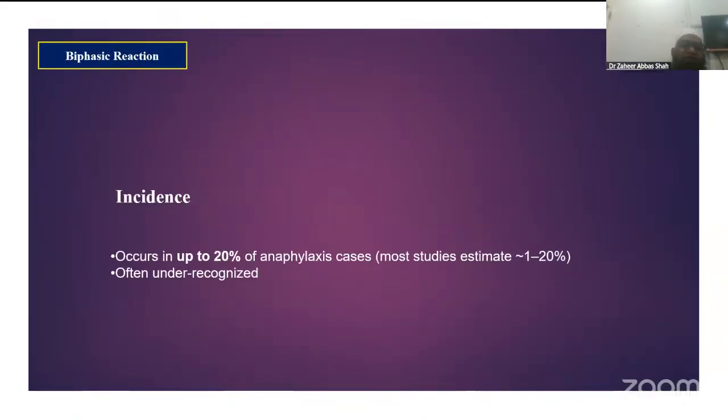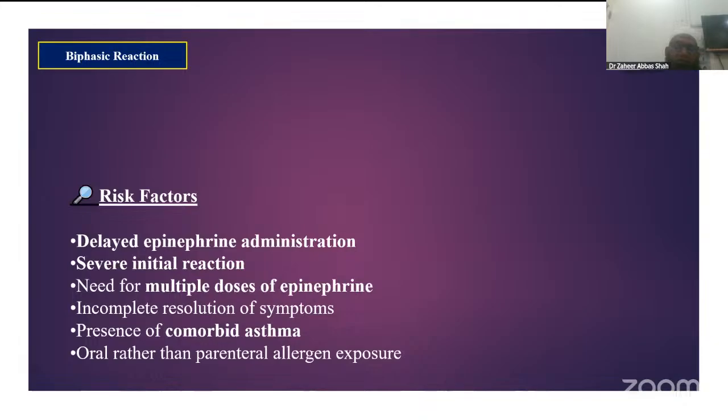Coming to the incidence of biphasic reaction, it occurs in up to 20% of anaphylaxis cases. Most studies estimate 1 to 20%, and it is often under-recognized. So what are the risk factors? First and foremost is delayed epinephrine administration. Not instituting epinephrine in time may result in death, and delayed epinephrine is also a cause of the biphasic reaction. A severe initial reaction, need for multiple doses of epinephrine, and incomplete resolution of the symptoms in the first phase are other factors. Most of the time, the first phase is not resolved completely.